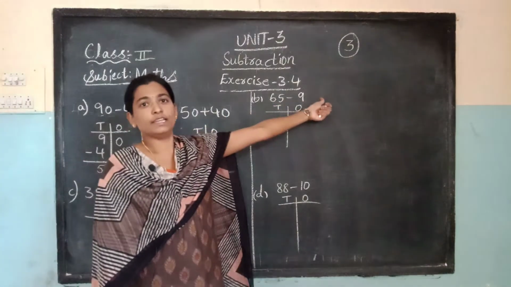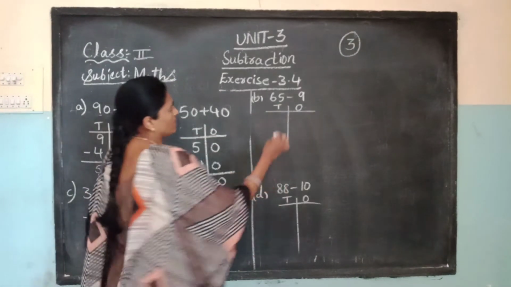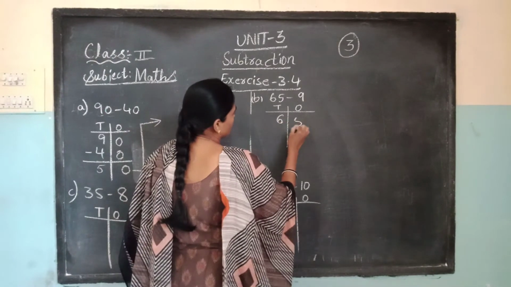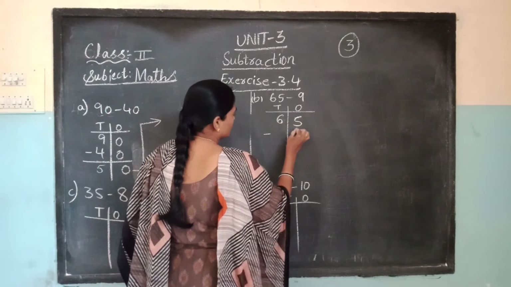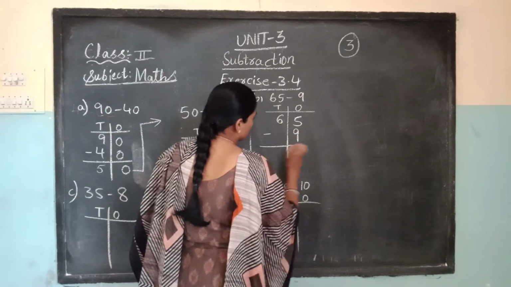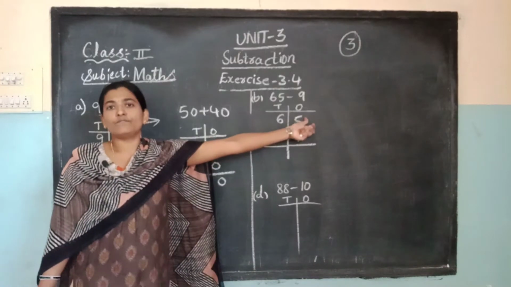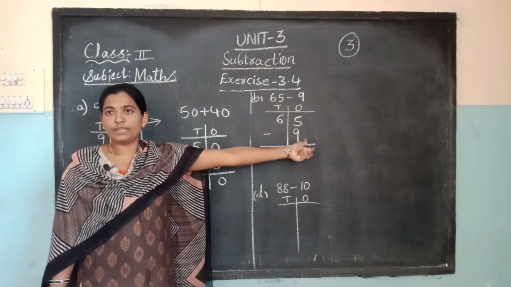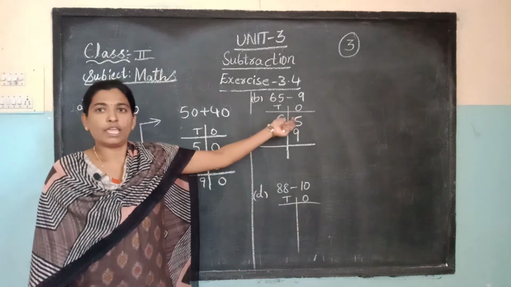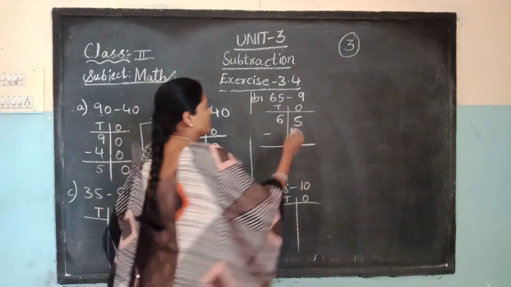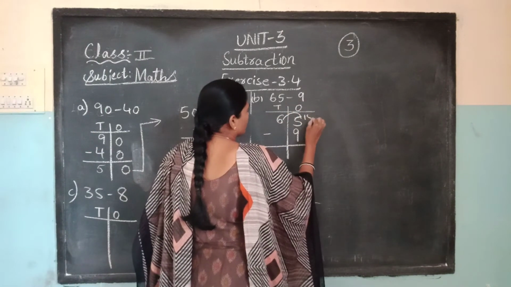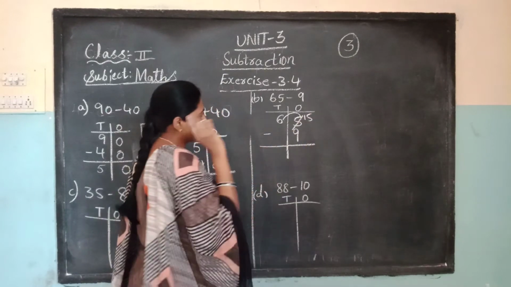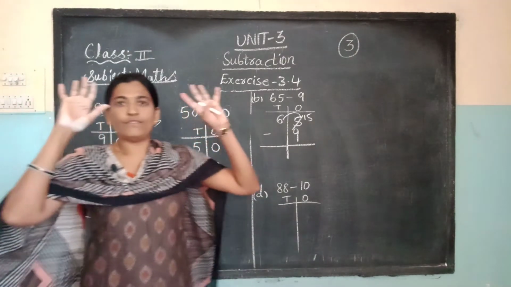65 minus 9. What is the first number? 65 minus 9. Now see here, children, from a small number you cannot take away a big number. Now what you have to do? Take borrow from the tens column. What did it become? 15. Yes, 15 in the mind, again 9 in your fingers.